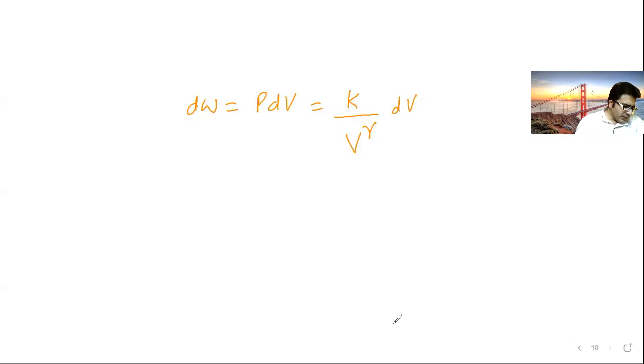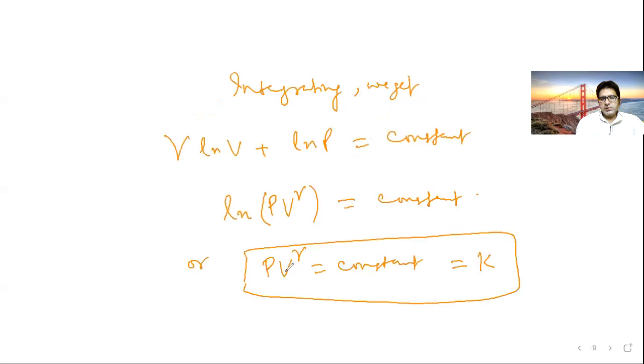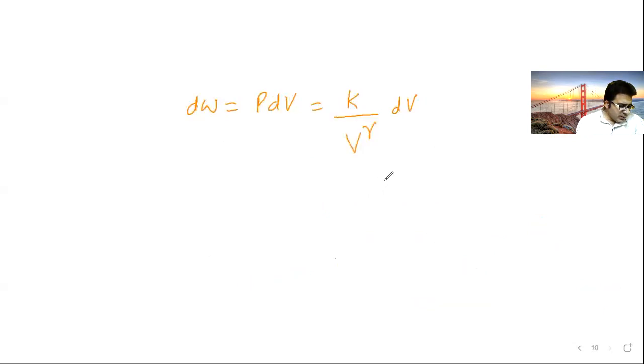Now I move to work. Work done is PdV, right? Now P I replace by K by V raised to the power gamma, because P V raised to the power gamma is constant. That implies P is K by V raised to the power gamma. So I have replaced P by K by V raised to the power gamma. Or I can write it as K V raised to the power minus gamma dV, right?